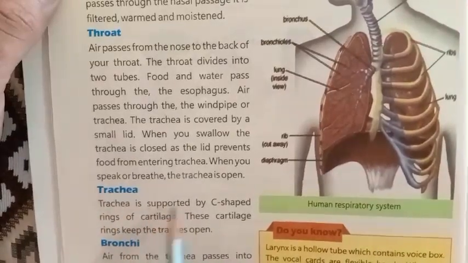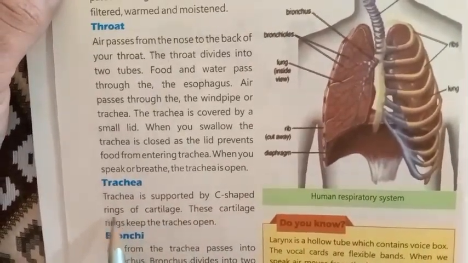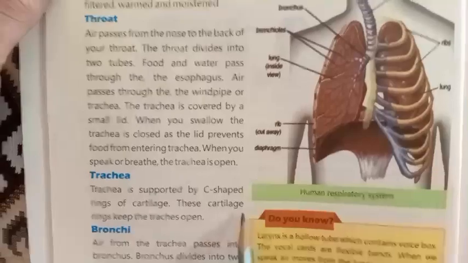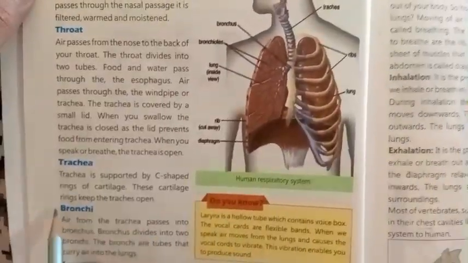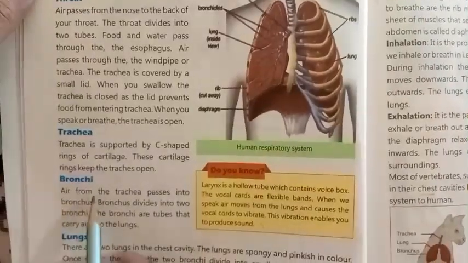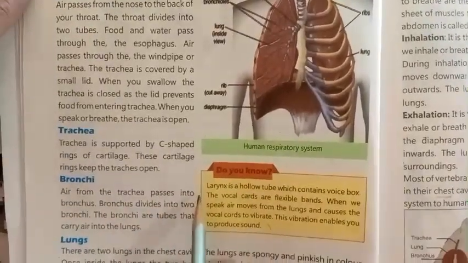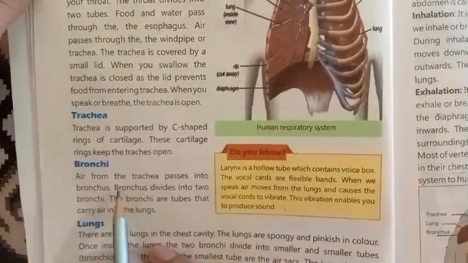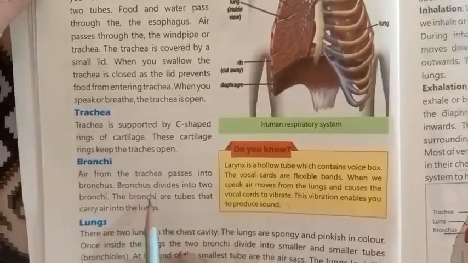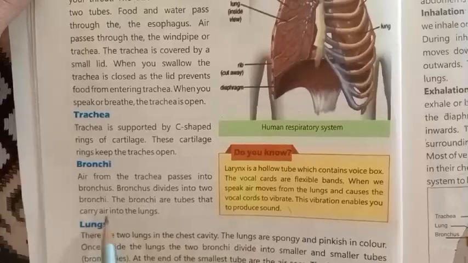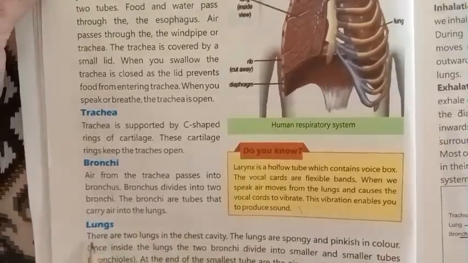Trachea. The trachea is supported by C-shaped rings of cartilage. These cartilage rings keep the trachea open. Bronchi. Air from the trachea passes into the bronchus. The bronchus divides into two bronchi. The bronchi are tubes that carry air into the lungs.